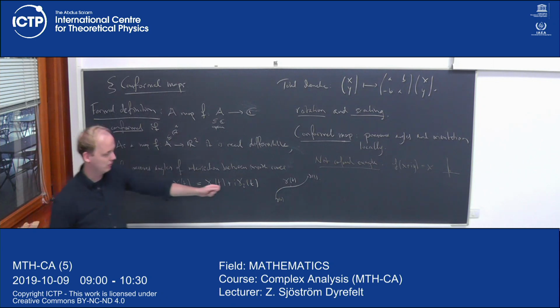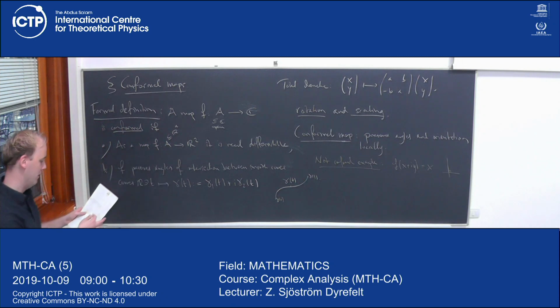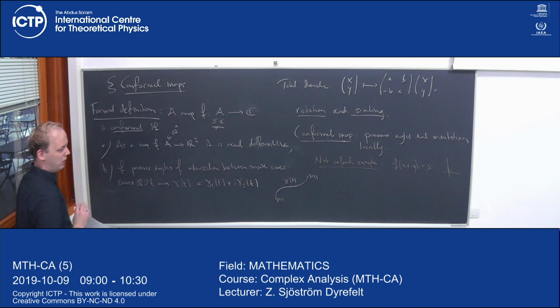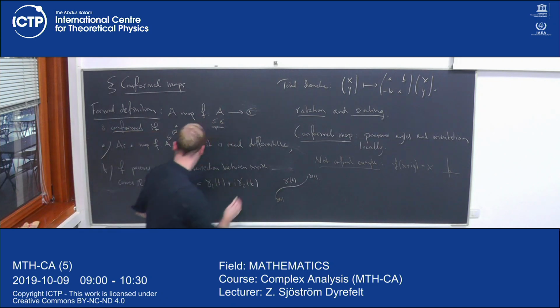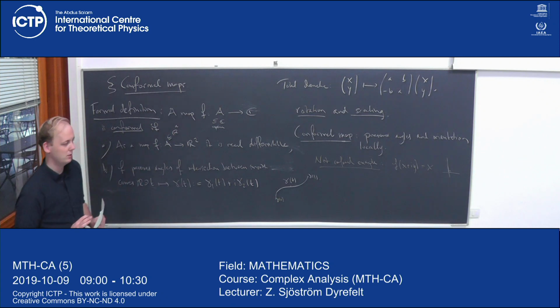That the curve is not the thing I draw, it's the map that parameterizes the thing. But this is differential geometry, okay? So what does it mean now that the angle of intersection between smooth curves is preserved? So what does this mean?